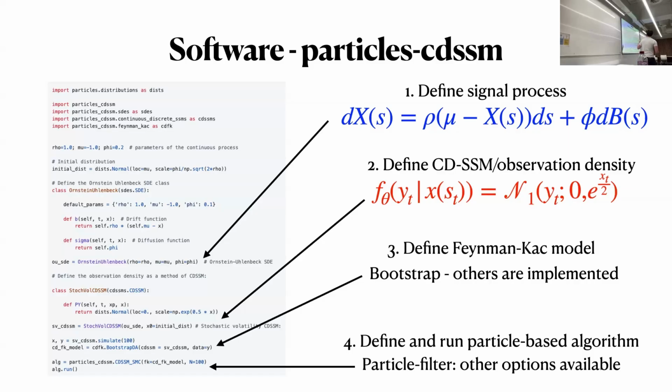Okay, given that, we can then define a Feynman-Kac model. And the Feynman-Kac model is essentially where this stuff I've been talking about comes in, because this is where we specify what the proposals and the weights are.